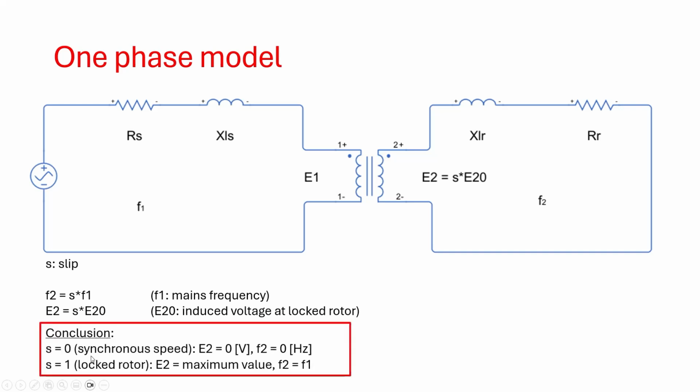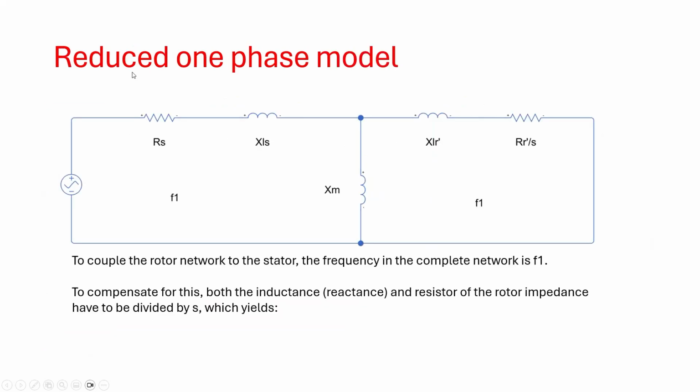So conclusion, when the slip is 0, then we have the theoretical synchronous speed. E2 is 0 volt, and also the frequency in the rotor is 0 Hertz. And in the condition that S is 1, so the slip is 1, so in a locked rotor condition, the induced voltage over here has its maximum value, and F2 equals F1. So that is our one-phase model, but it's difficult to work with. So we need a reduced one-phase model, which is also implemented in that Simscape model.